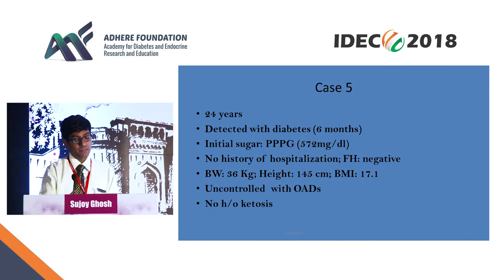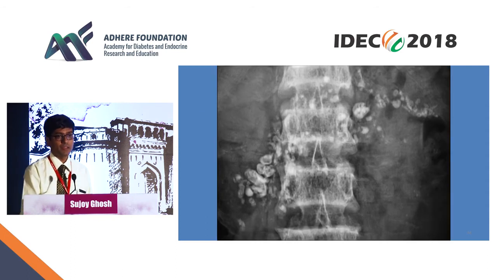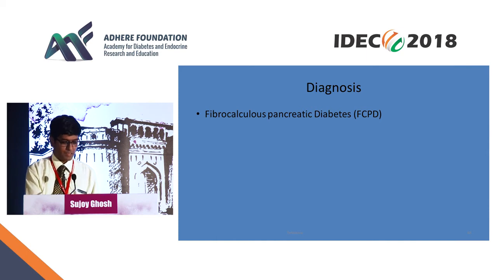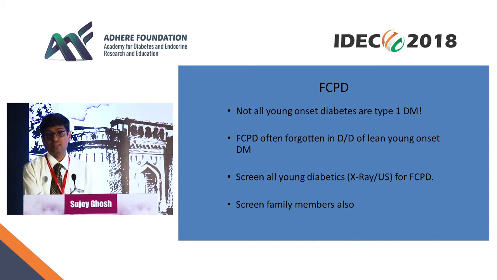The next is a 24-year-old with very high postprandial glucose, weight of only 36 kilogram, very low BMI, no ketosis, uncontrolled on oral agents. If you do an X-ray, you find extensive calcification of the pancreas. This is fibrocalculous pancreatic diabetes. So not all young individuals, particularly the lean ones, are type 1s. Think of FCPD as well. Screen all young individuals for FCPD as well. Screen family members as well.